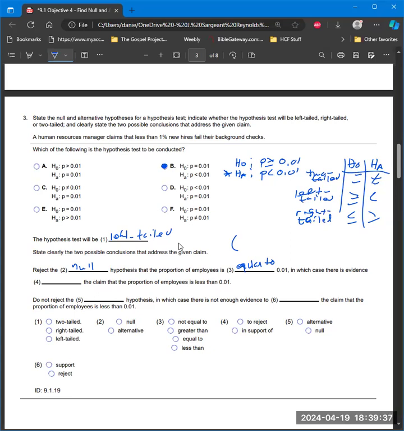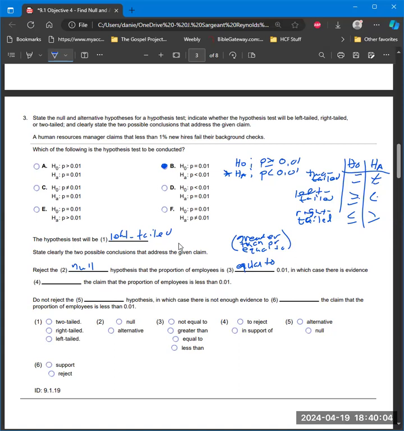Just so you know where I'm going with this. If I have a greater than or a less than statement in HA, like I have right now, I pair that with greater than or equal to. That's just how it rolls for me.